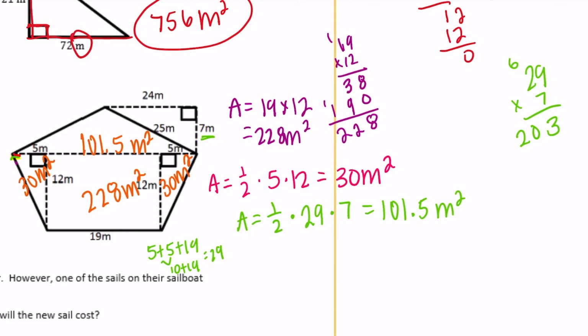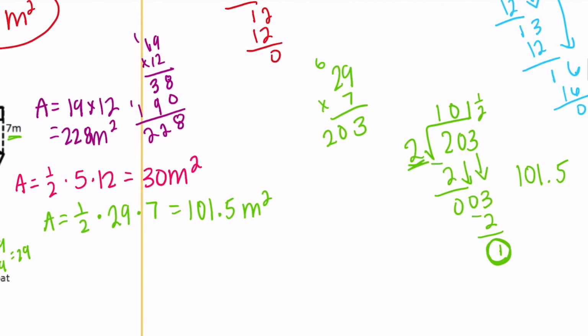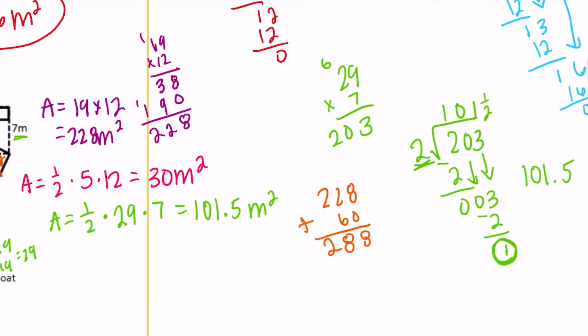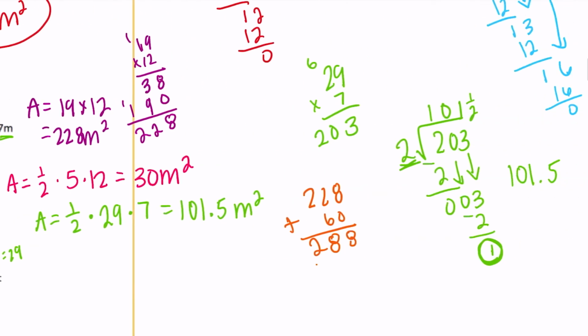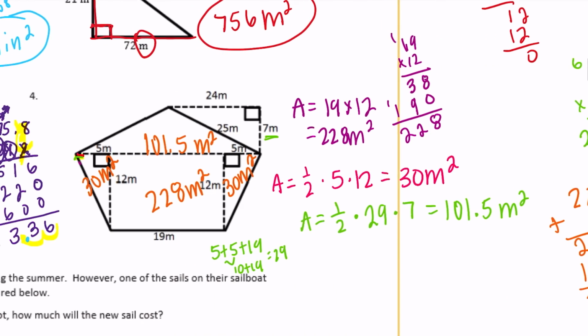Okay, so let's start with 228 plus 30 plus 30, or 228 plus 60, that'd be 288, plus 101 and 5/10. We get 389 and 5/10 meters squared.